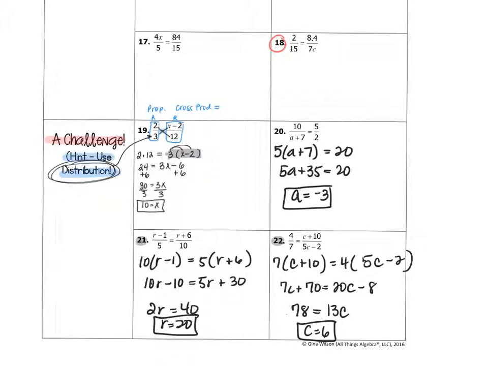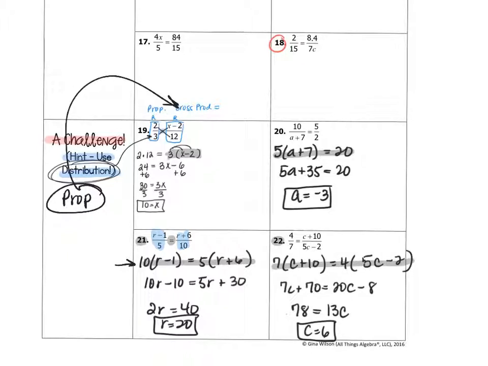Hopefully you were able to set these up on your own, setting the cross products equal, so I'll highlight those. The most important step is understanding that since these are two ratios, two fractions separated by an equal sign, that's a proportion. And for a proportion, the cross products are equal. That sets up your equation, which you can then break down and solve to get these final answers of -3, 20, and 6. Thanks for watching Solving Proportions.